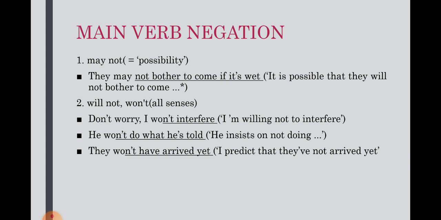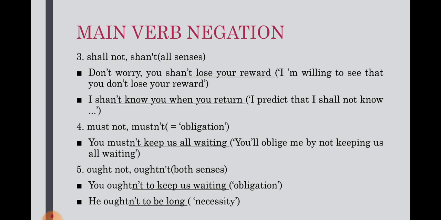He won't do what he is told. He insists on not doing. They won't have arrived yet. I predict, if we use it for a prediction, that they've not arrived yet. So whenever we use will in negative form, it is usually outside the scope of negation. It is not included within the negation.